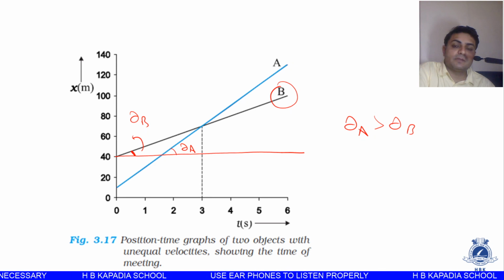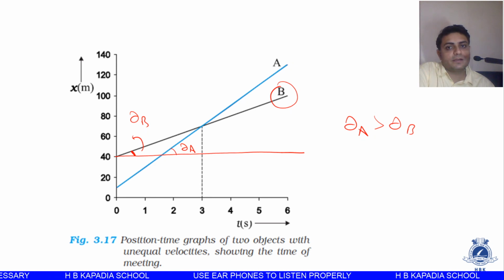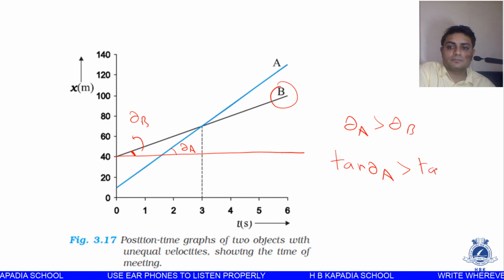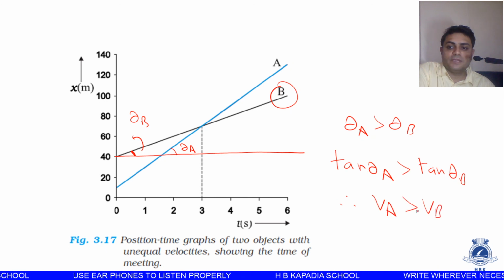I will suggest you find out this velocity. You can find it out with the help of tan theta. Find out tan theta and write in the comment section what is the velocity of A and what is the velocity of B. Theta A is greater than theta B, therefore tan theta A will be greater than tan theta B. So therefore we can say VA is greater than VB.